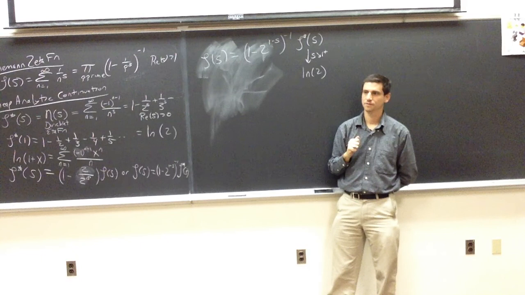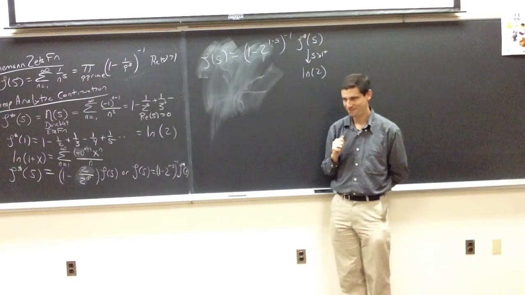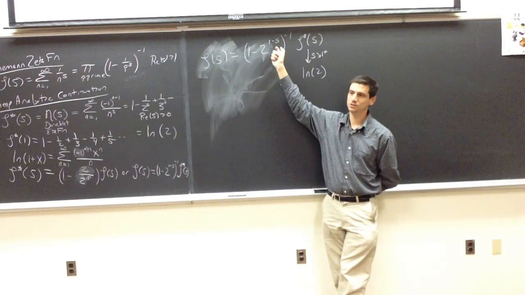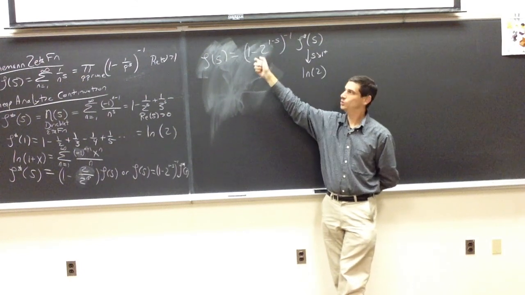If S is really big, then... well, S is not really big. S is going towards 1. As S gets smaller from being really big, 2 to the 1 minus S approaches 0. It approaches 2 to the 0, which is 1. So we want to understand this.